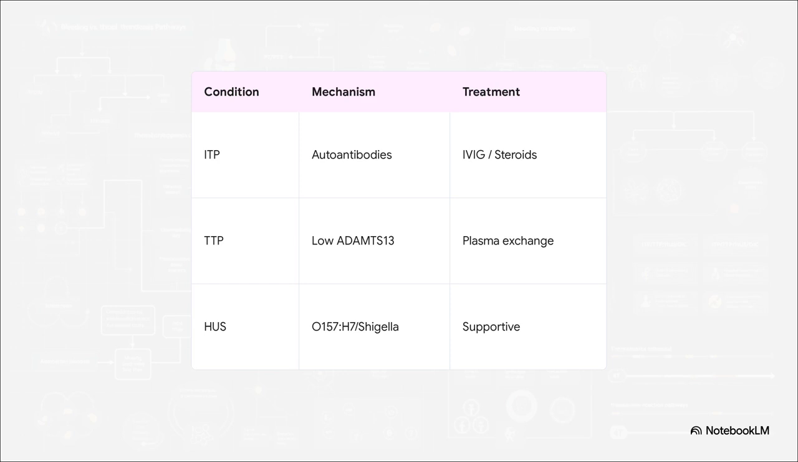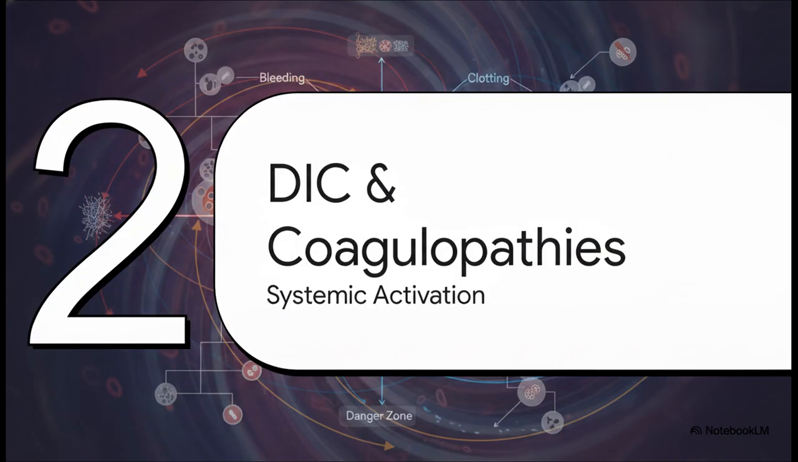Finally, HUS. This usually follows bloody diarrhea from Shiga toxin-producing organisms like E. coli O157:H7, and here is a critical test day rule: do not give antibiotics or antimotility agents during that prodromal diarrhea. You will actively increase the risk of them developing HUS. Just don't do it.